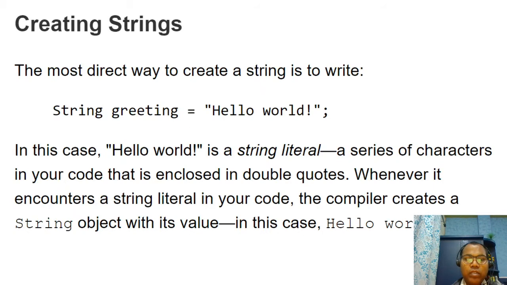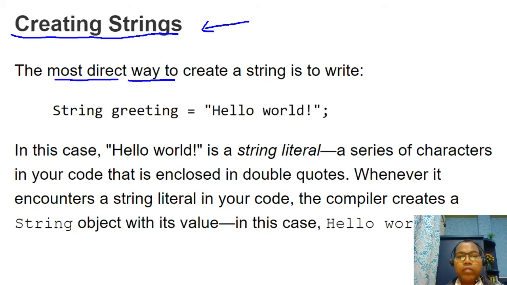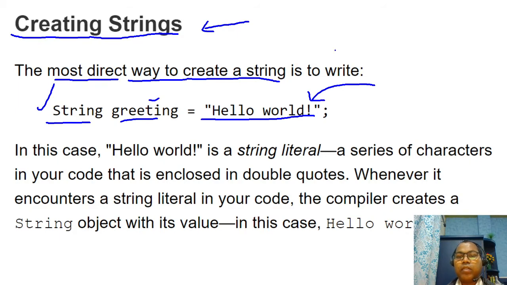So first let's discuss how we can create strings. Since String is a class, we can create objects. The most direct way to create a string is in this way: write String, your data type, and your variable name, and here in double quotes you assign any string. Just like in single quotes, char ch equals single quote a. So this is your character and this is your string.